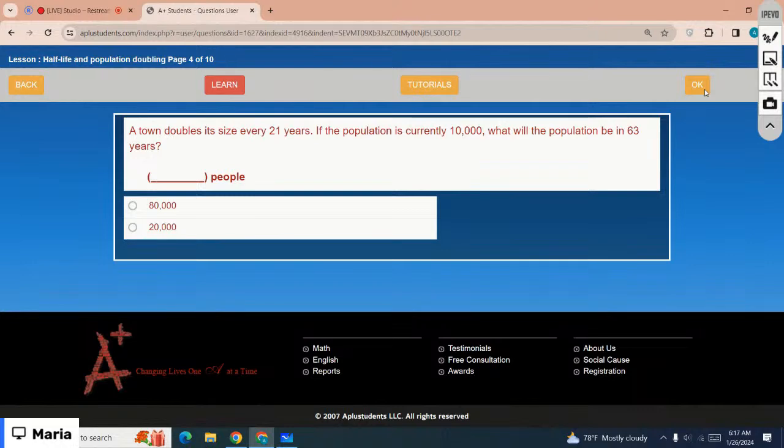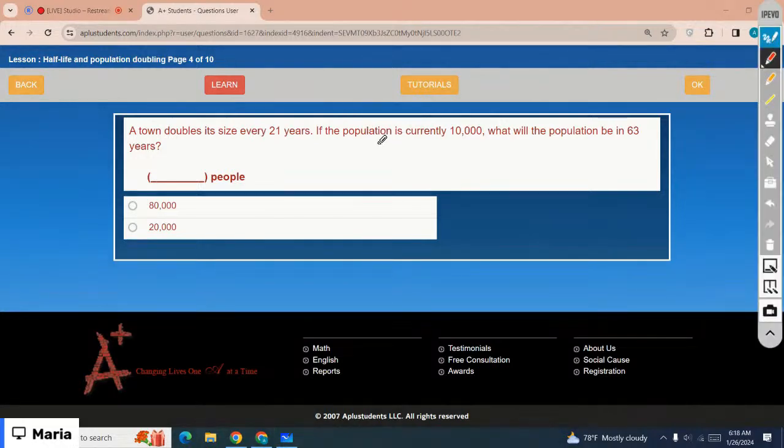A town doubles its size every 21 years. If the population is currently 10,000, what will the population be in 63 years? Now it is doubling, not half, right? So 63 equals 21 plus 21 plus 21.